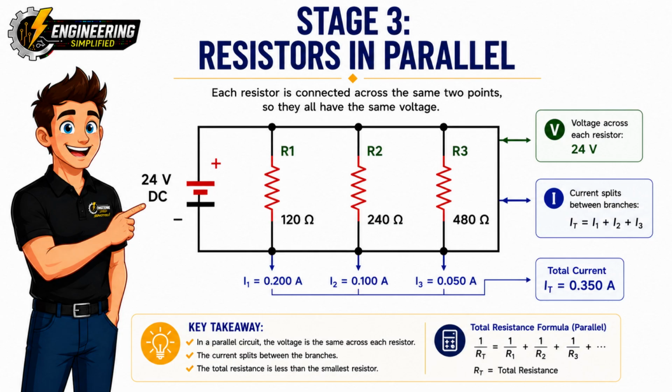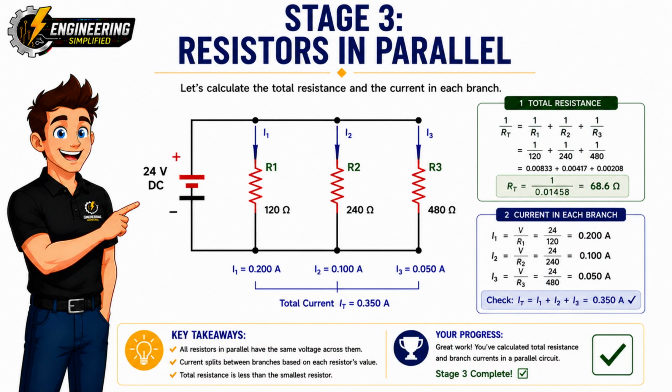Now let's solve our parallel circuit and see how the calculations differ from a series circuit. The first thing to remember is that every resistor has the full supply voltage across it. Since our supply is 24 volts, each branch also has 24 volts across it. Now let's calculate the total resistance. Unlike a series circuit, we don't add the resistor values together. Instead, we add the reciprocals of each resistance.